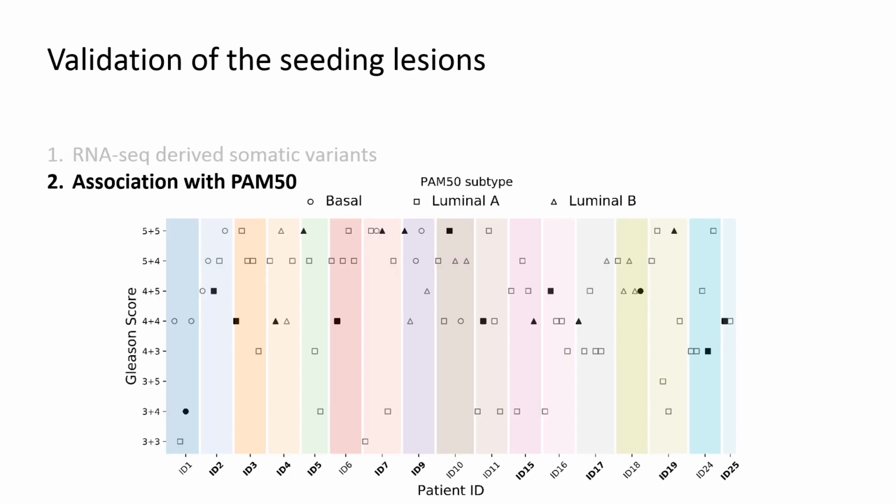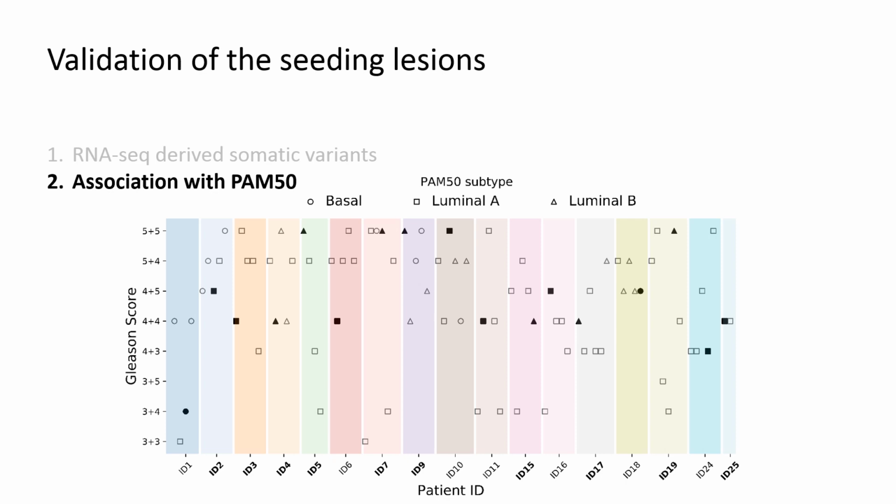As a second validation, we ran the PAM50 classifier on every primary lesion in our cohort. It is well known that the luminal B subtype is related to invasive disease, and we could confirm this on TCGA as well. The figure shows the PAM50 subtypes for each of the primary lesions. Predicted seeding lesions are indicated in full black, and you can see that the seeding lesions are luminal B in 7 out of the 9 patients that have a luminal B subtype. This again shows that the lesions we've identified are related to invasive disease.